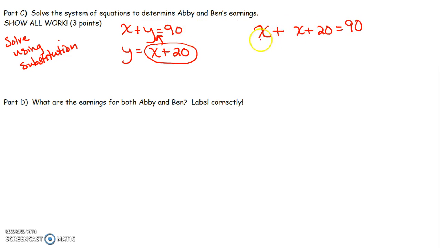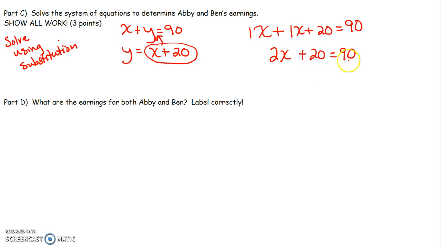The whole point is now we can solve this equation. There's just one variable, only x's running around. If I don't see a number in front of the x, I can put a 1. So 1x plus 1x, that's 2x. Then we have 2x plus 20 equals 90. At this point, we're just going to solve this two-step equation.